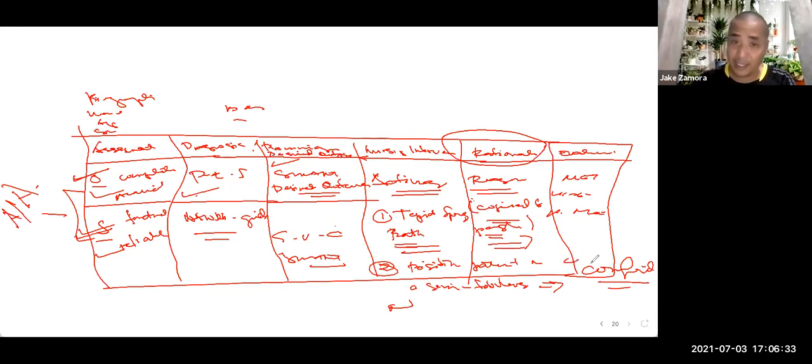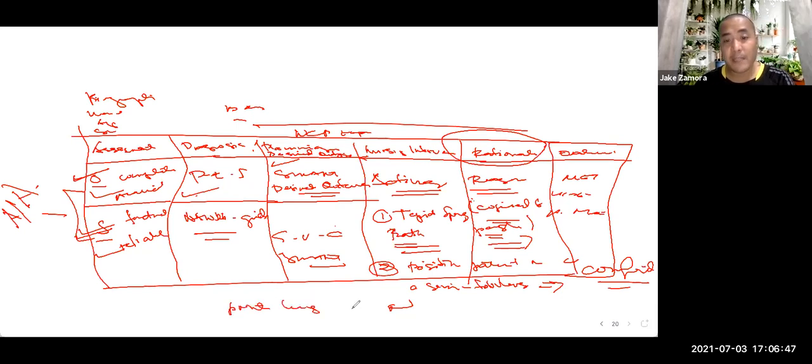Depende lang sa iyong problem kasi dito lalagyan mo yan ng NCP, 'di ba? So kung NCP natin is halimbawa kanyan, so basically you position the client in semi-Fowler's or high-Fowler's position to promote lung expansion and increase oxygen delivery in the body.